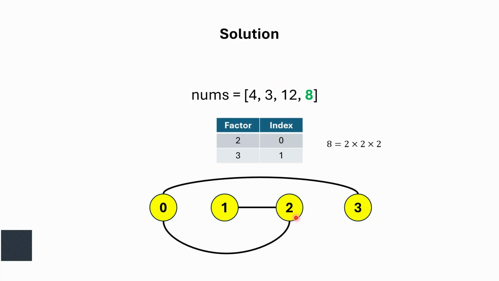And then from 12, we go to 4. So from index 0, from 12 to 4, and then from 4 to 8, which is a sequence of valid traversals. And actually, we can go from 12 to 8 directly because both share the same common factor 2. But going from 12 to 4 and then from 4 to 8 is also a valid one, and that's essentially what we need.